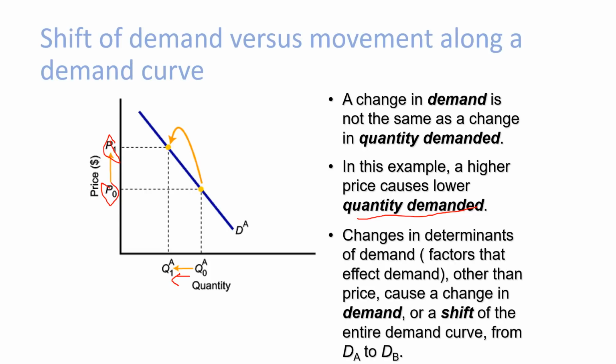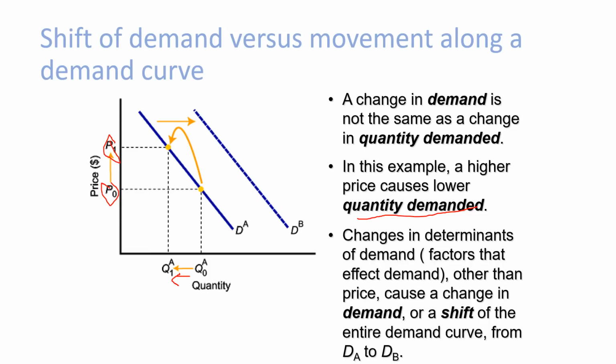Determinants of the demand: if there are factors that affect the demand, if there's one of these factors other than the price, it will cause a change in the demand. That means a shift in the demand. That means the curve will move from one point to the other. If one or all of these factors that we mentioned previously change, that will cause a shift. A movement happens when there is only a change in the quantity demanded.